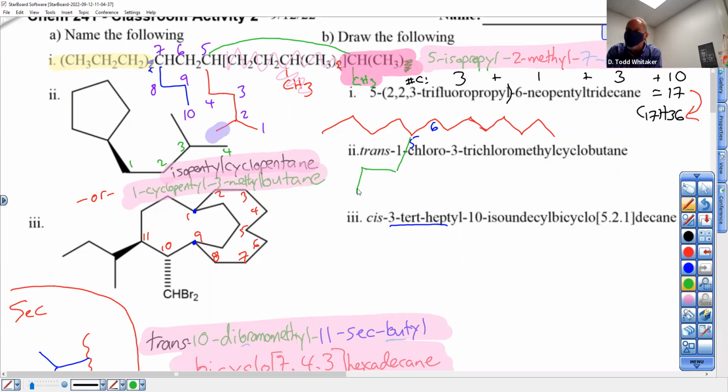This is new stuff, by the way. You see the parenthesis? Inside the parenthesis, any number in there refers to where the group's attached to propyl. This number outside the parenthesis has nothing to do with the propyl. It's where this group is attached to the chain called tridecane. Inside the parentheses, where are these fluorines attached to the propyl?